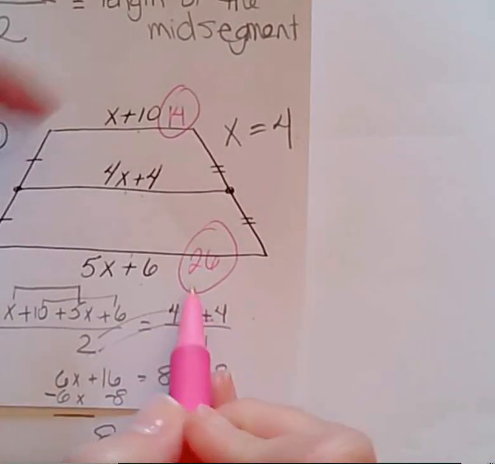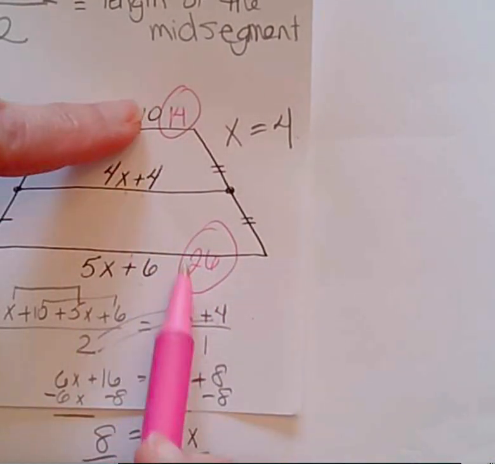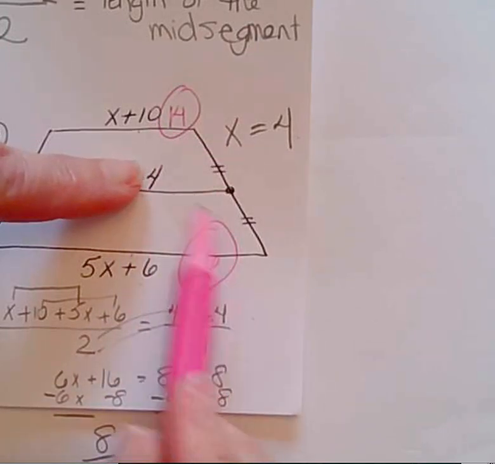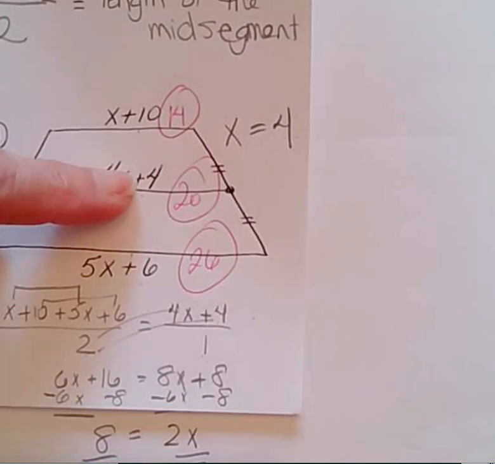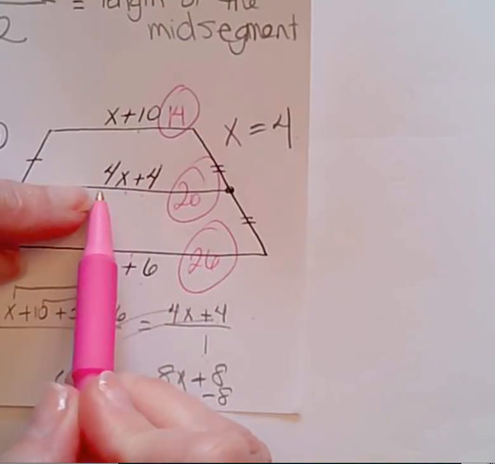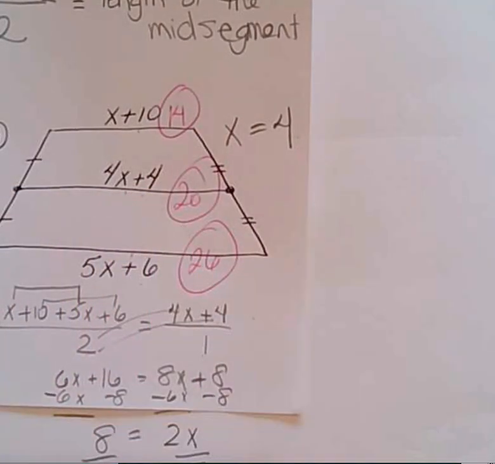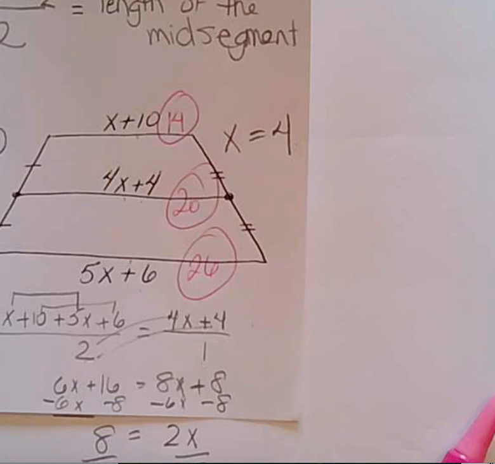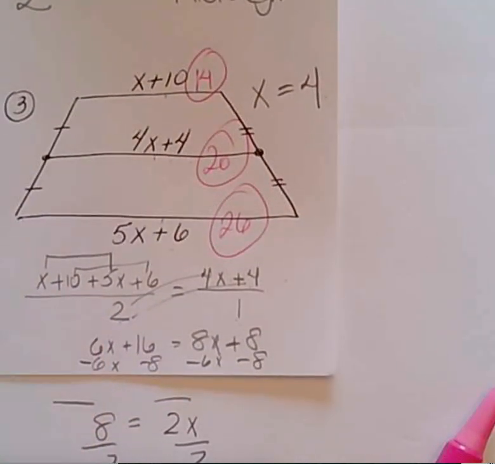If you want to know what number is exactly in the middle of 14 and 26, well, plus 6, minus 6, this one here had better be 20. If we plug in 4, 16 plus 4 is 20. So there's lots of ways that you can make sure you got the right answer there. I think you guys did great. Hopefully that was helpful.